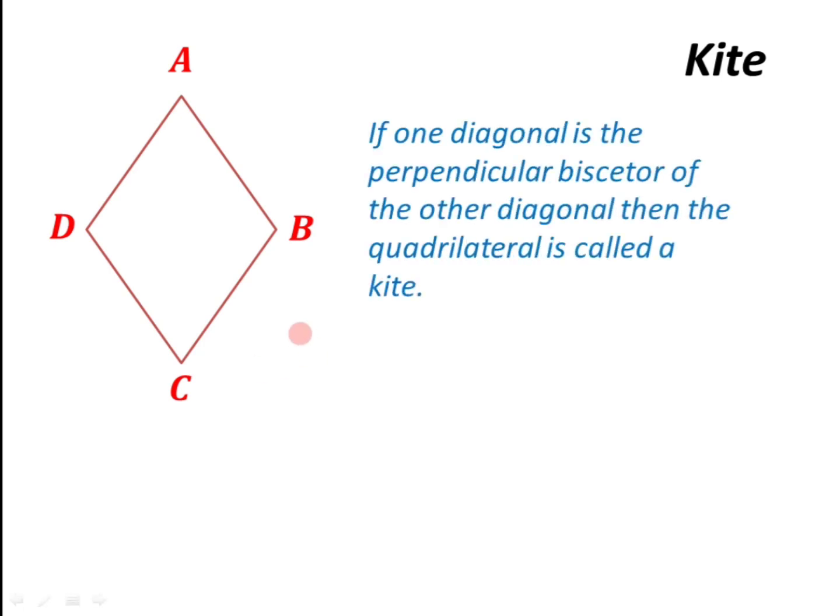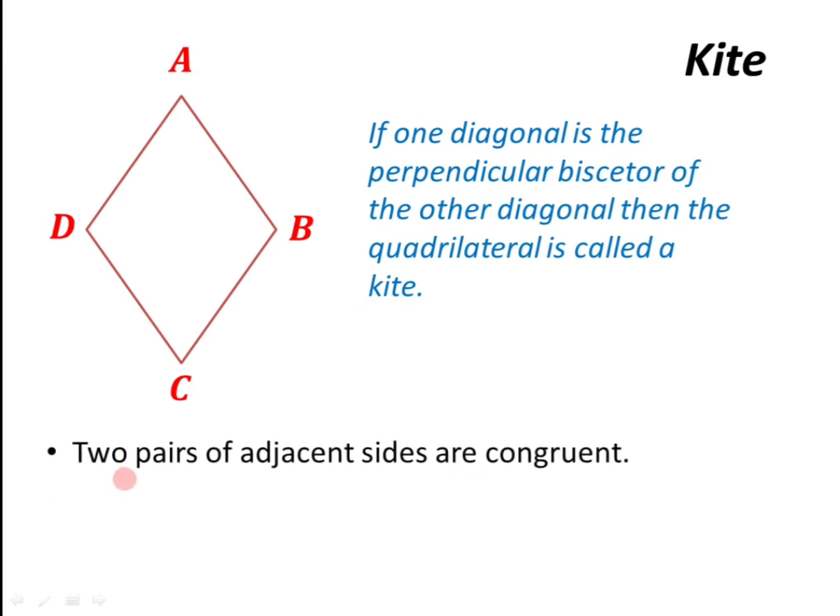We can define a kite as, if one diagonal is a perpendicular bisector of the other diagonal for any quadrilateral, then that quadrilateral is called a kite. Now the first property of a kite is that two pairs of adjacent sides of a kite are congruent. So here adjacent sides are AB and AD. So here AB is congruent to AD. There is another pair of adjacent sides, that is BC and DC. This is also congruent. So these two pairs of adjacent sides are congruent.